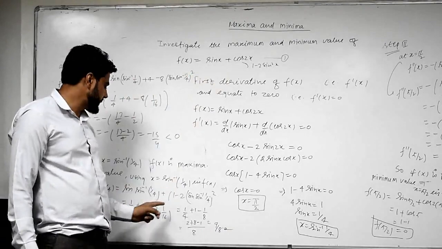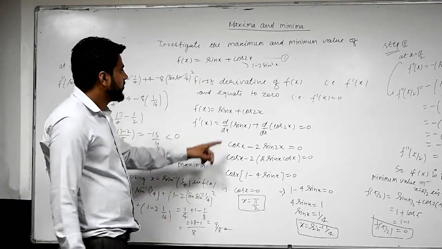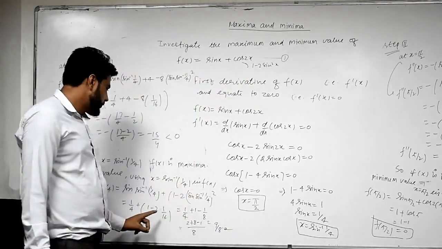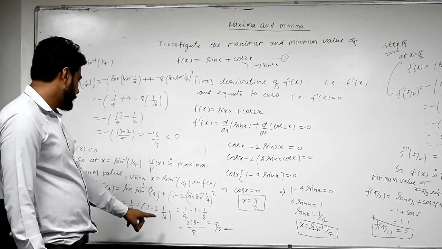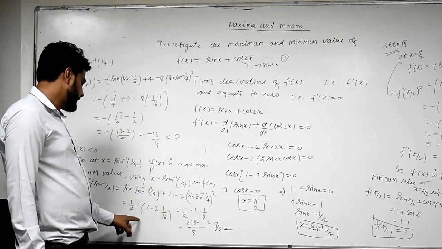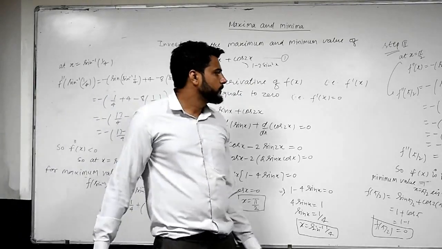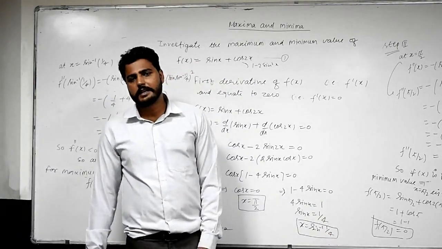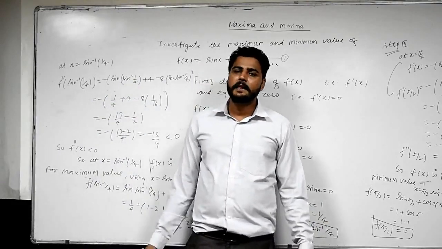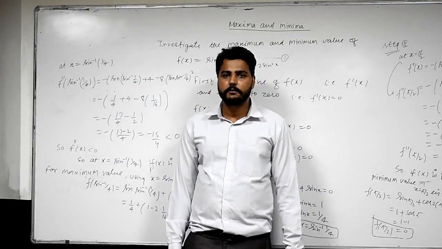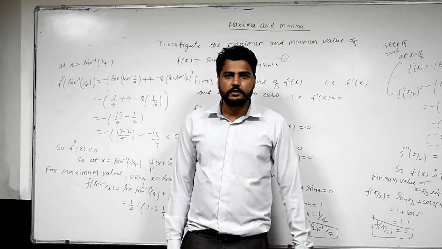Because it is sin x plus 1 minus 2 sin square x. So when you use the value of sin as 1 by 4, 1 by 16, 5 by 4, 5 by 4 minus 1 by 2, that means this is 9 by 8. So by this process, you can find the maxima and minima, and also find the maximum and minimum value for the given function. Thank you very much.